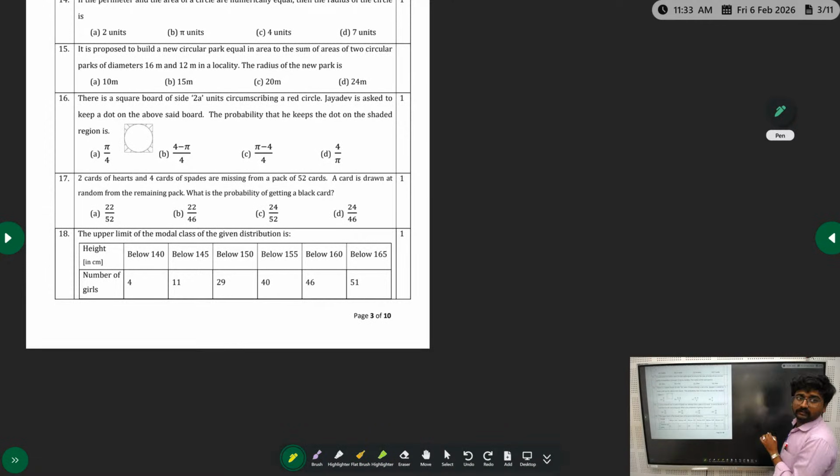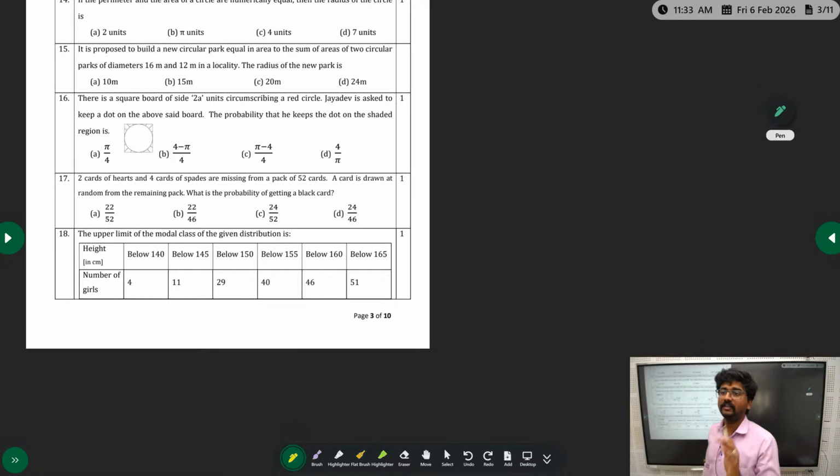Question number 16 it is. 14th are done. No, perimeter of circle is equal to area, radius 2 units are done. 15th done. After that immediately 14th are done. Perimeter P is equal to A. Okay.